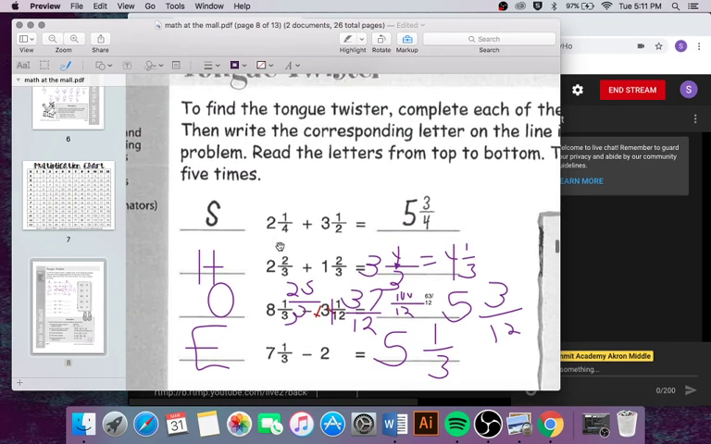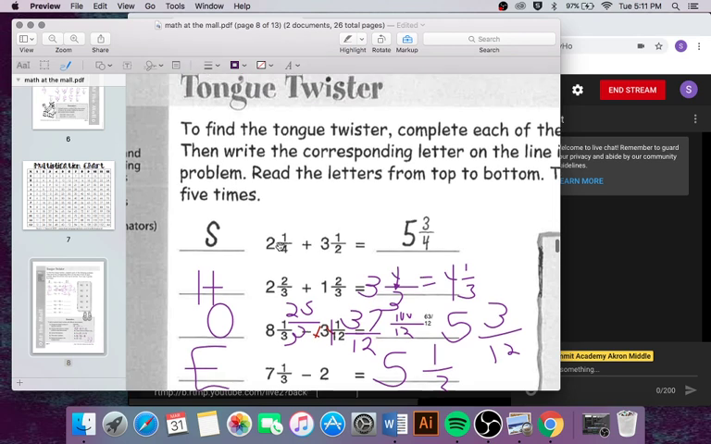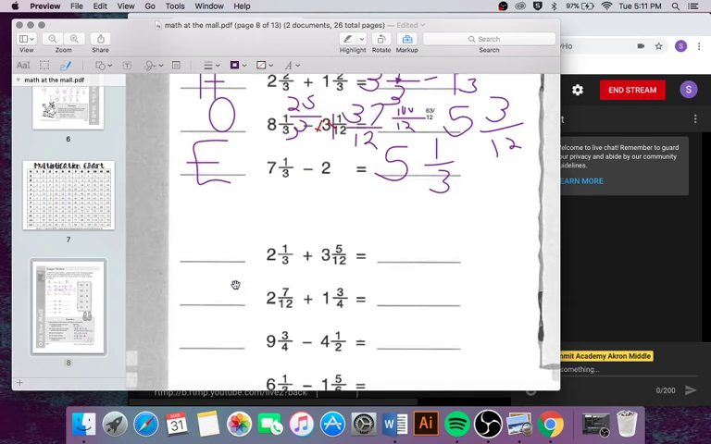So our first word in our tongue twister is shoe. So let's move down to the next one.